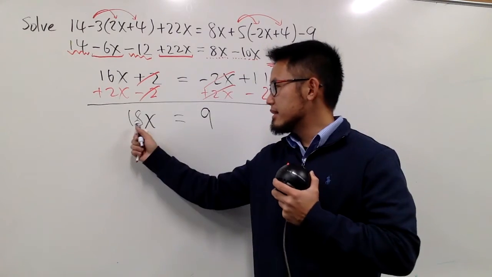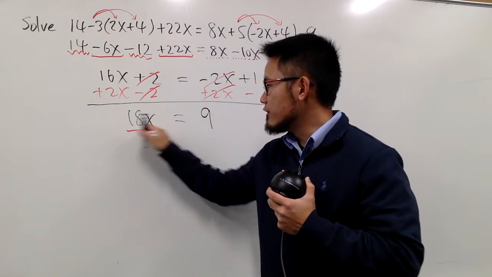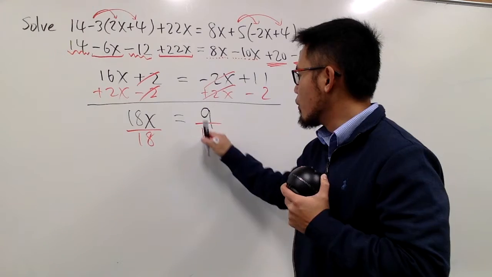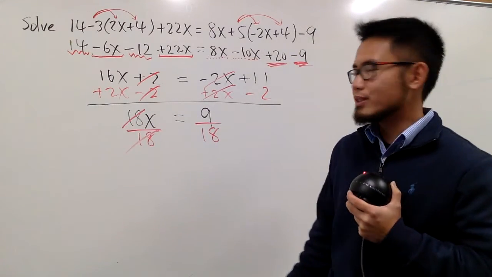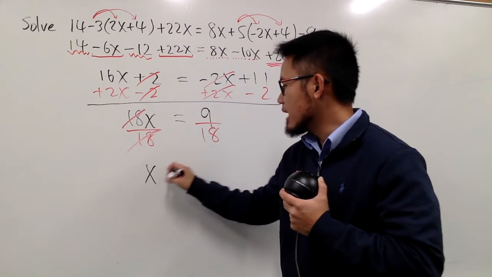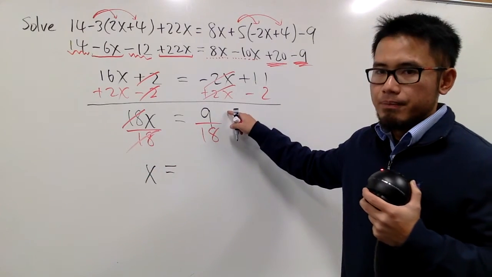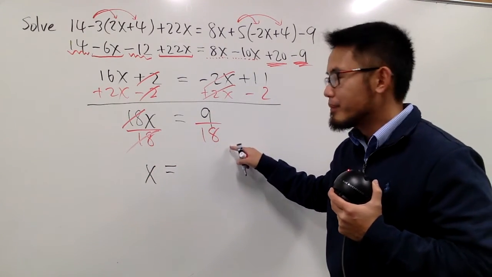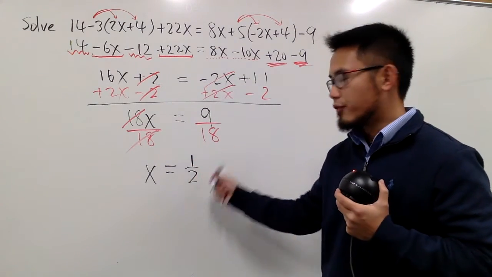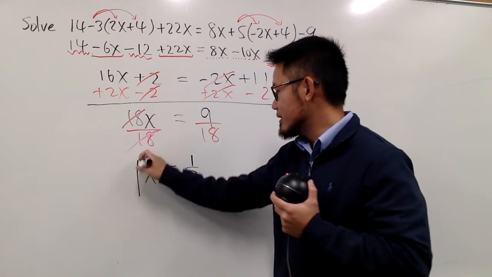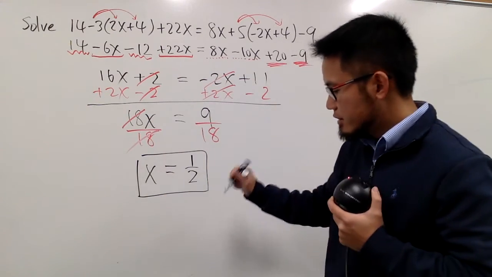In the end, this is 18 times x. Be sure to divide it by 18 on both sides, so that these two 18s will be out. And now we have the x by itself. Finally, 9 over 18. Reduce the fraction, you get 1/2. This is a fraction 1/2. And finally, this right here is the answer.